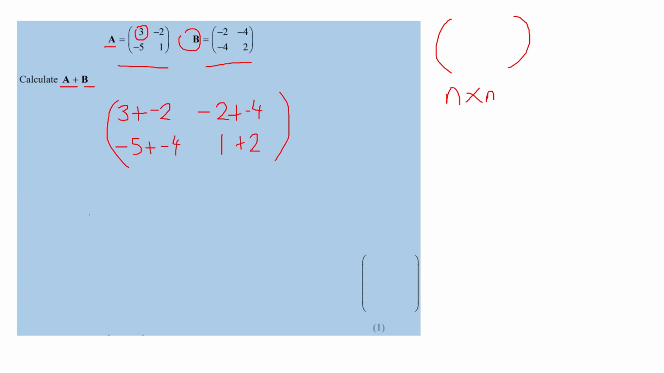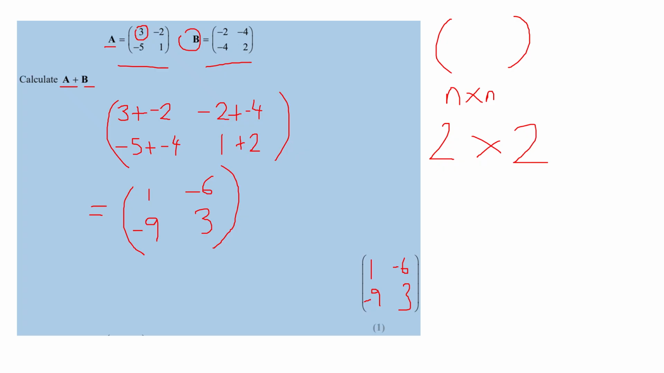Be careful here with your negatives, because it is a non-calculator paper. 3 plus minus 2 is 3 minus 2, which is 1. Minus 2 plus minus 4 is minus 2 minus 4, which is minus 6. Minus 5 plus minus 4 is minus 5 minus 4, which is minus 9, or negative 9. Then 1 plus 2 is 3. So the final answer reads 1, minus 6, minus 9 and 3. So we are adding a 2 by 2 matrix here.